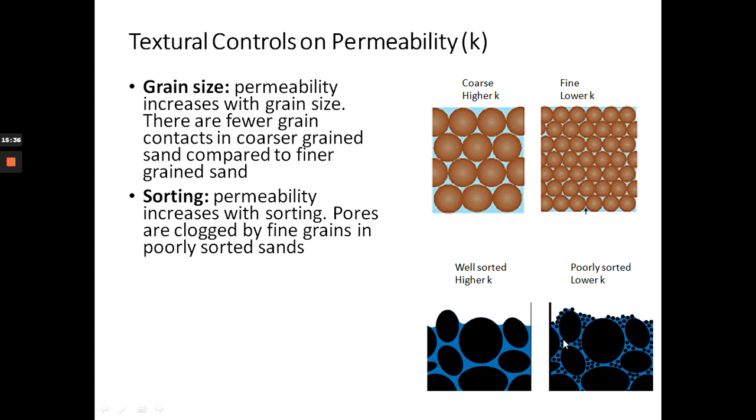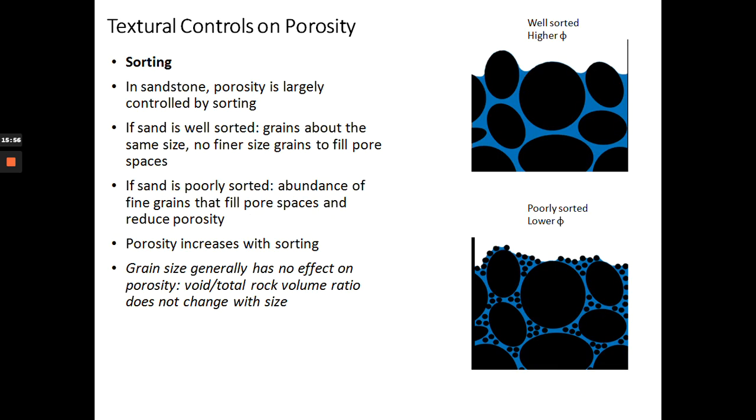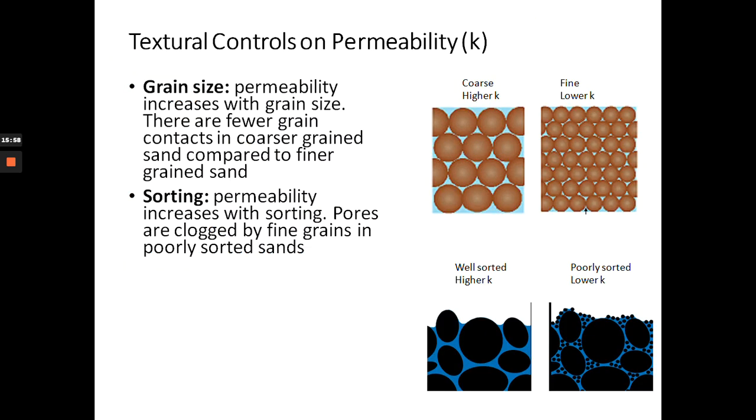But in a poorly sorted sand, it's going to look like this. The pathway is now more tortuous. There are smaller pathways here. It becomes more and more difficult for the fluid to move from one point to another, right? Because the pores are clogged by finer grains inside poorly sorted sand. Okay, so remember that for porosity, sorting is important. For permeability, grain size and sorting are important.